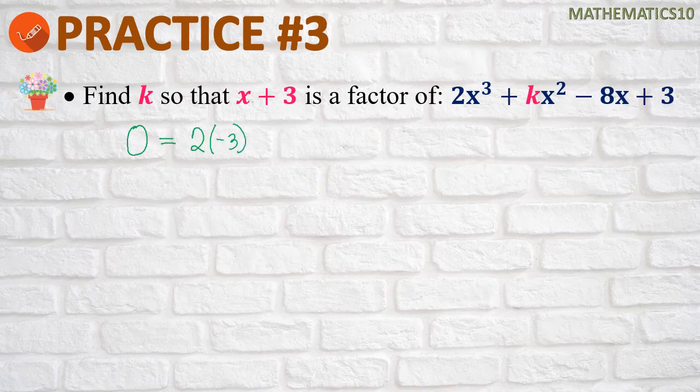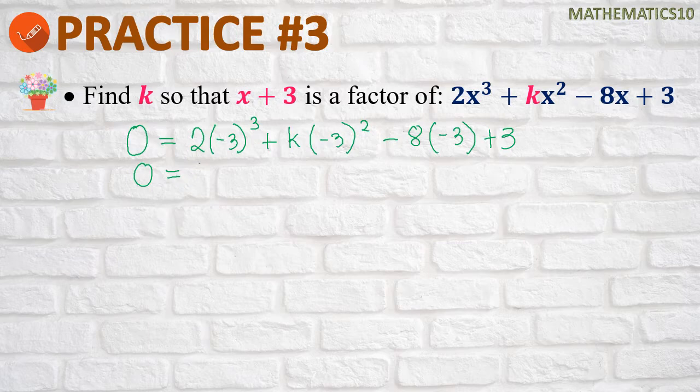So negative 3 cubed plus, of course, k, we will not change that for the meantime, and then x will be negative 3 once more, and then minus 8 times negative 3 plus 3. Okay, next to that, of course, we are going to evaluate, and we are going to process first the ones with exponent greater than 1.